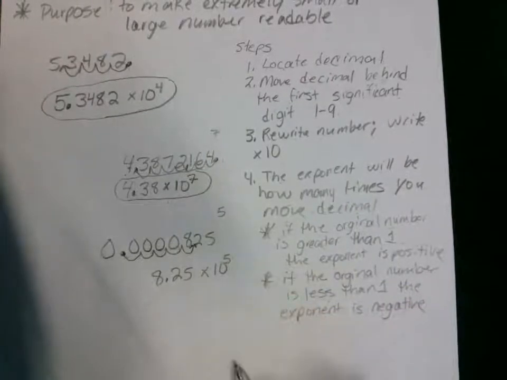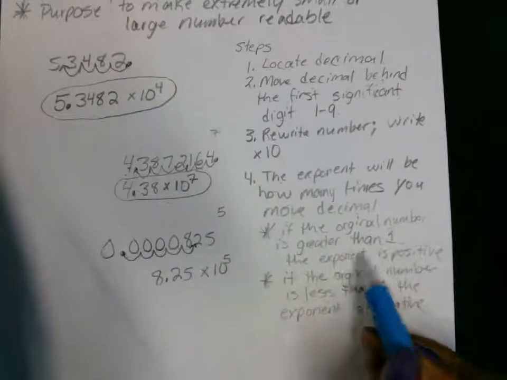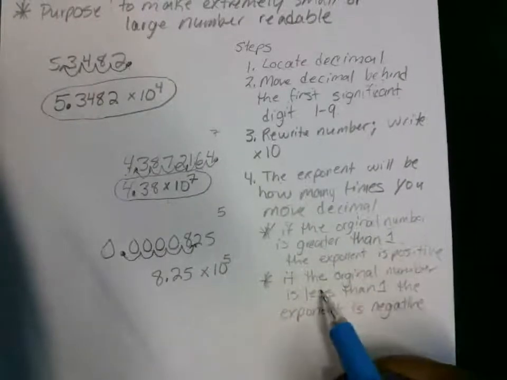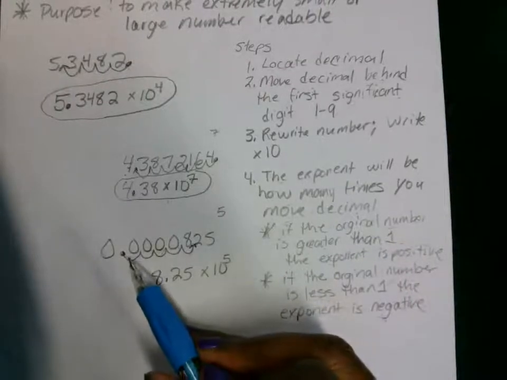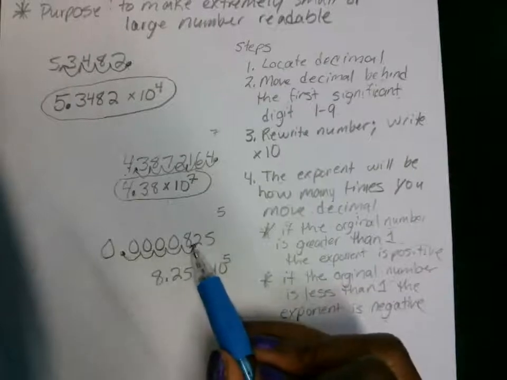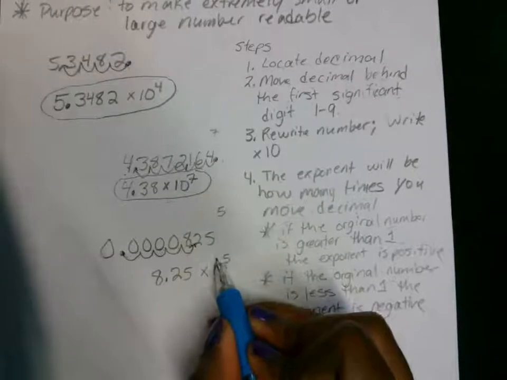Okay? Now, if the original number is greater than 1, the exponent is going to be positive. If the original number is less than 1, then the exponent is going to be negative. The original number was less than 1. Look at how small this number was. So my exponent here is going to be a negative 5.